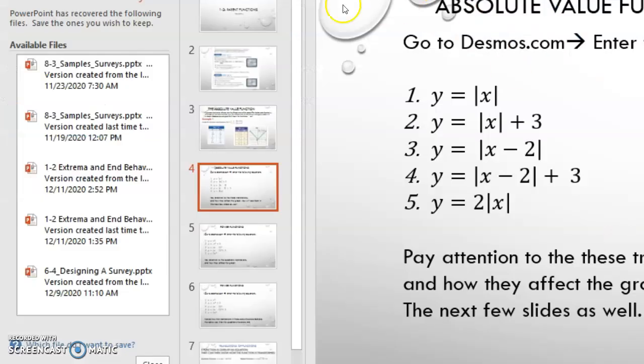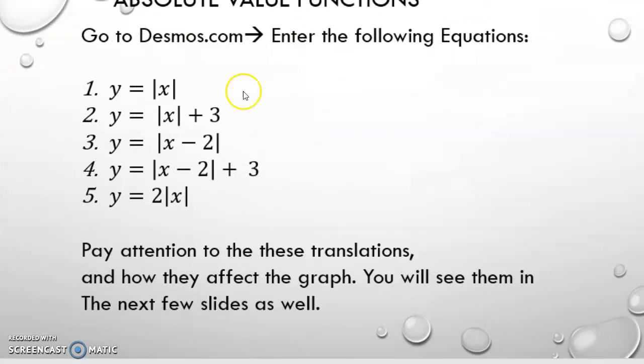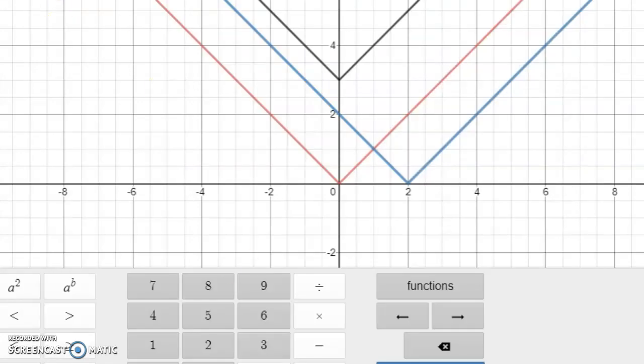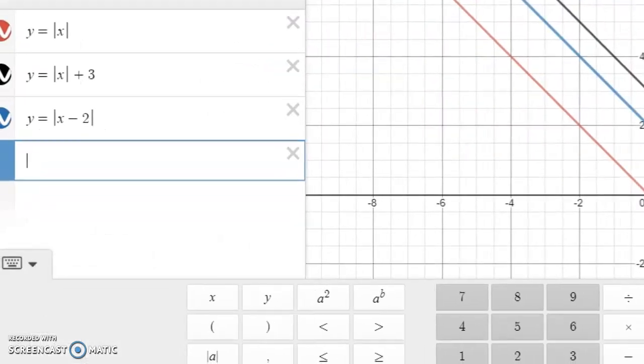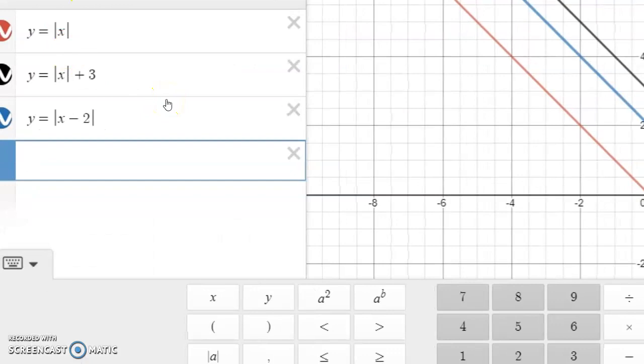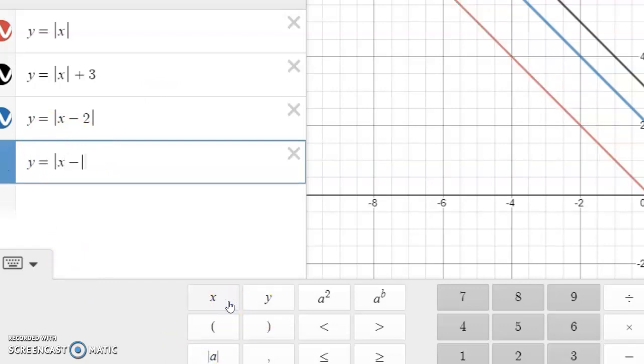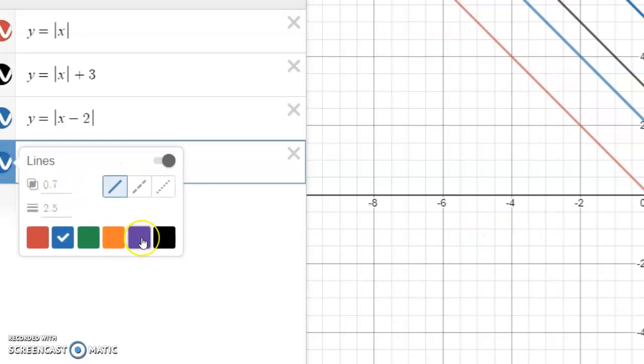The next one, let's see what we got. And that is putting the two together. Absolute value of x minus 2 plus 3. Okay, so we're going to have y equals absolute value of x minus 2 plus 3. And I need to change that one from blue to maybe orange, something that stands out.